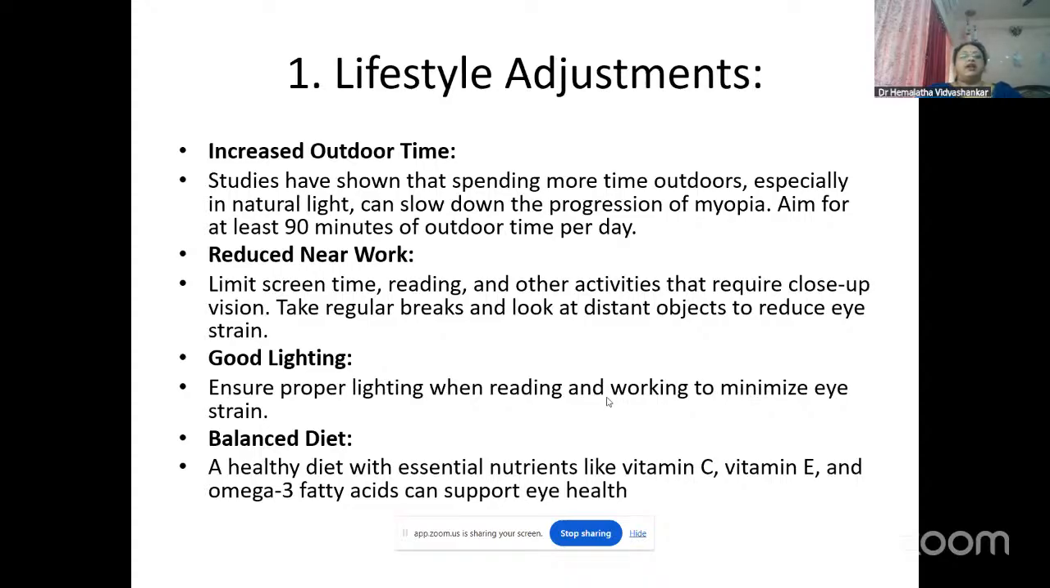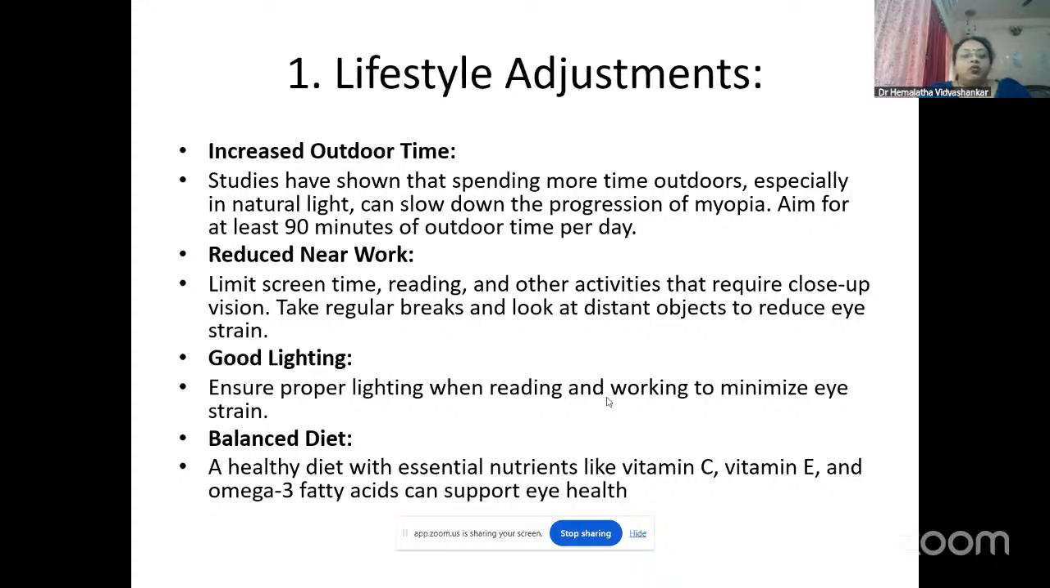So, in lifestyle adjustments, it is important that a child spends enough time outdoor. This helps in two ways. One is whenever a child is spending outdoor, he is getting enough amount of vitamin D. Vitamin D deficiency is also a known risk factor for myopia progression. Also, whenever a child is playing outdoors, his eyes are looking at a far distance. So there is not an excess strain on accommodation.